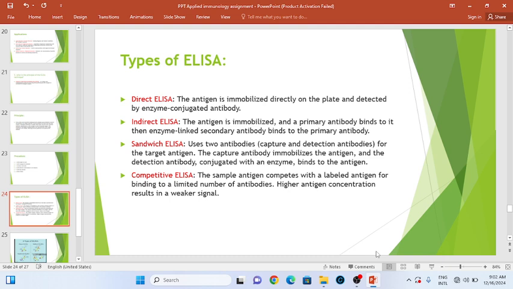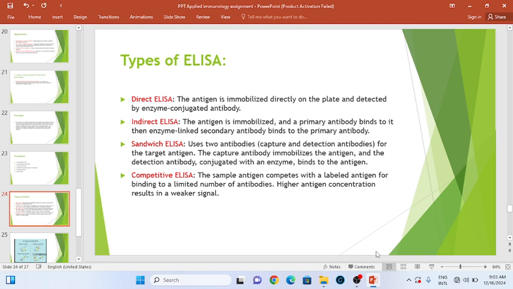For indirect ELISA, the antigen is immobilized and the primary antibody binds to it. Then an enzyme-linked secondary antibody binds to the primary antibody. Means in indirect ELISA, we immobilize the antigen by adding the primary antibody. This primary antibody is not conjugated. It is going to bind to the antigen to make a complex.